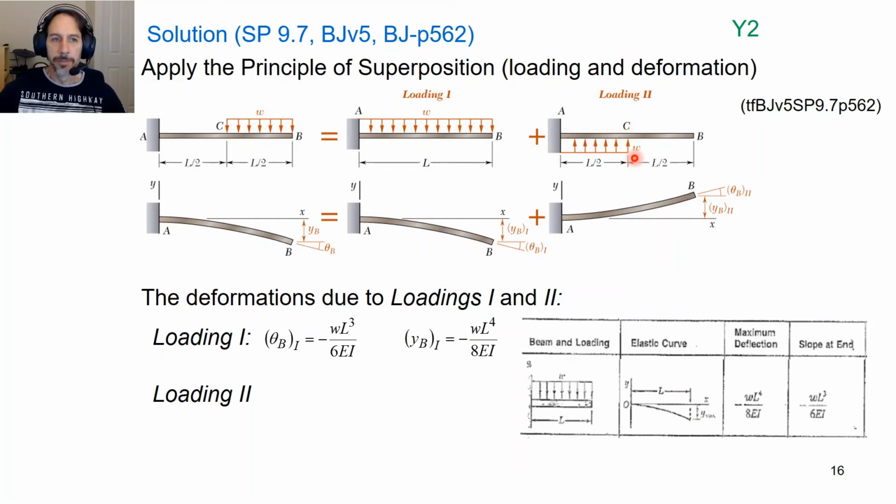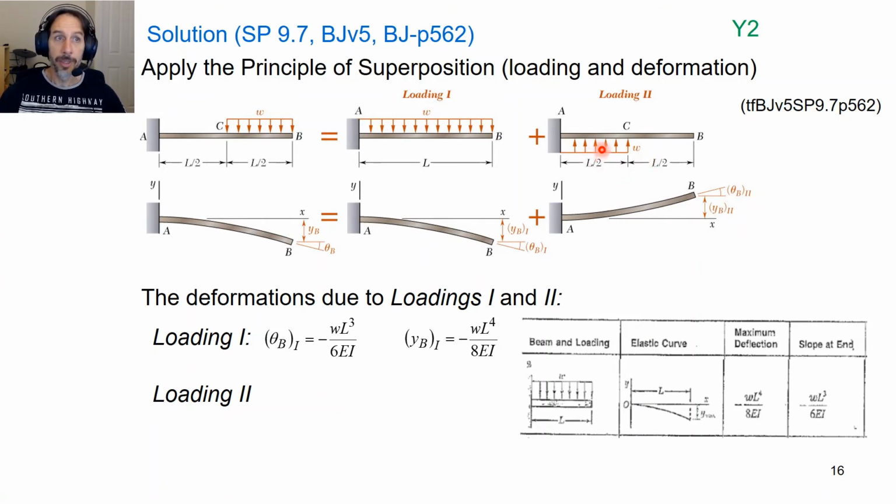Now in the Hibbeler table, there's no case like this. In the Beer-Johnston table, there's no case like this. In the Hibbeler table, there is. But we're going to assume that we don't have a standard case that looks like this, so we can demonstrate how you might do things if you don't have a standard case.